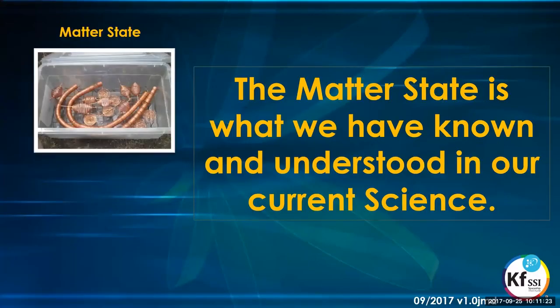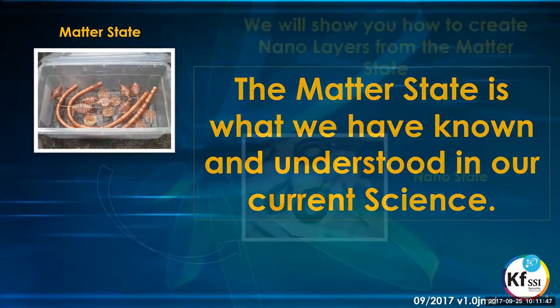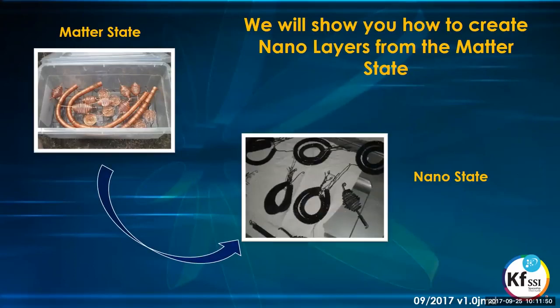So when we start with a matter state, this is something that we all know. It's something that's been around for thousands of years, and that's what we understand in our current science: the matter state. And we try to use it and manipulate it in different ways, but it's still essentially the matter state. What we will show you during the course of these workshops is how to take your matter state and create nano layers on it. So we're taking the matter state one little step further in creating the nano layers.